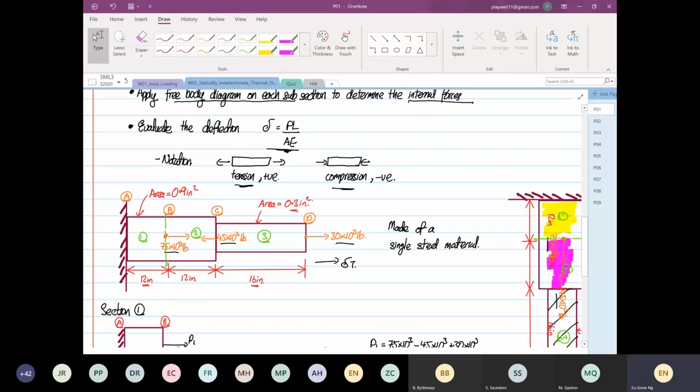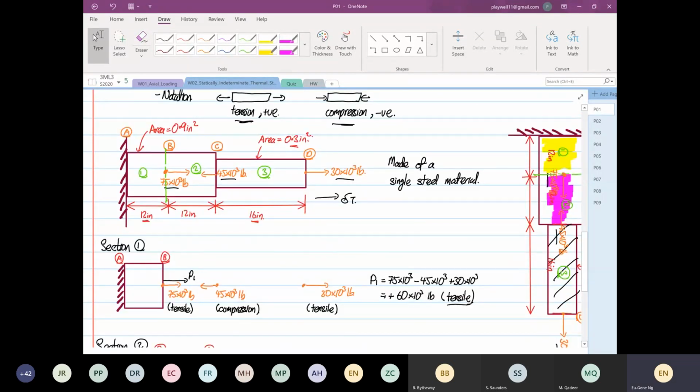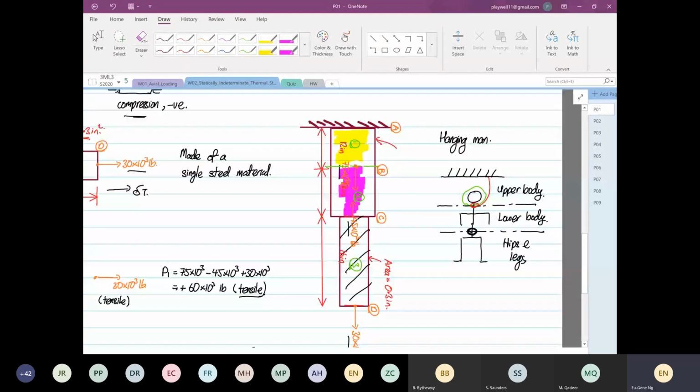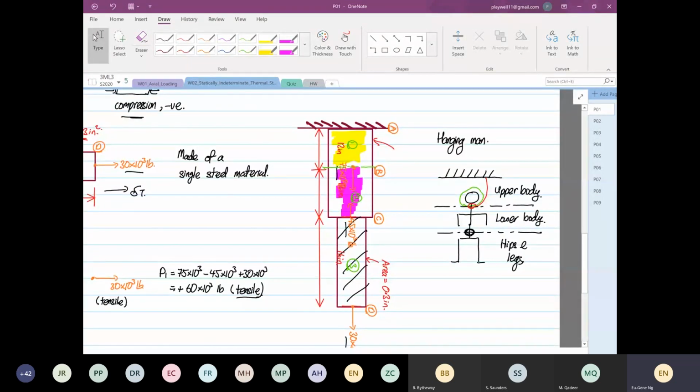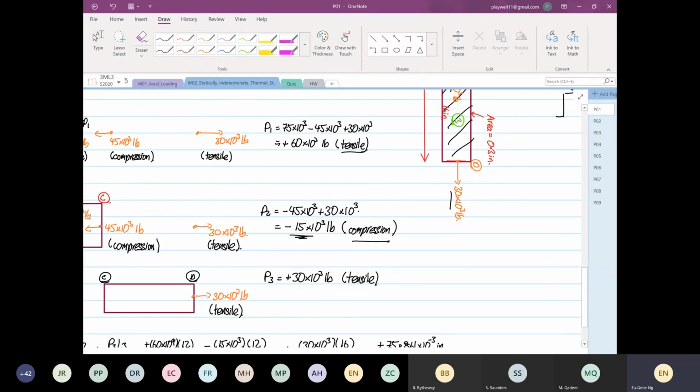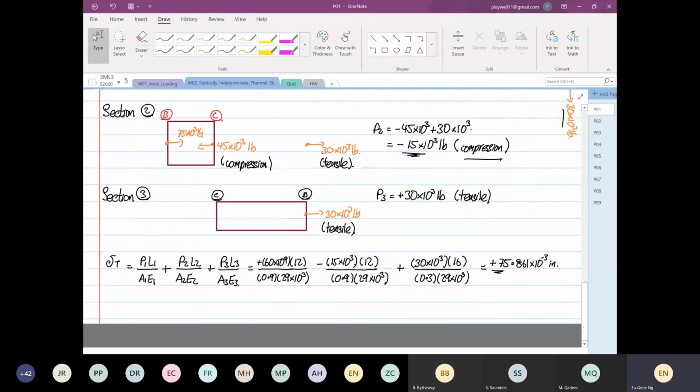And then you divide your structure. Then you remember about the hangman, how the hangman is applied. And then we just put everything in. Consider what load and find the total.